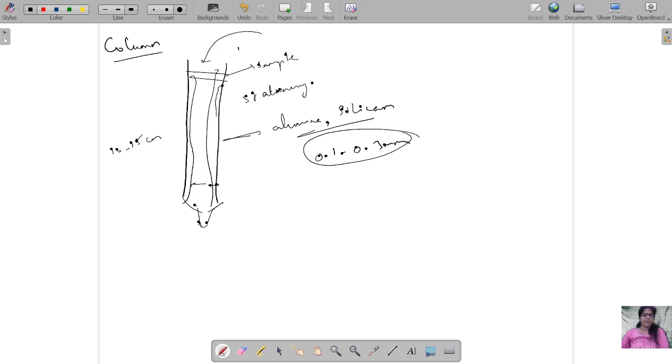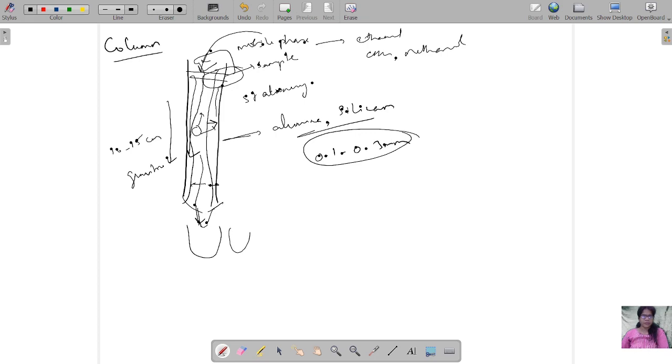Okay, and the mobile phase is to be added. I told you the mobile phase may be ethanol, ether, or methanol. The sample now reacts with the mobile phase that is added, because the mobile phase moves down under gravitational force. When the sample along with the mobile phase reaches the stationary phase, based on the interaction of the sample with the mobile phase and the stationary phase, you will get your substance collected.